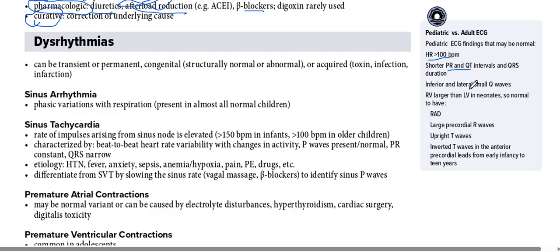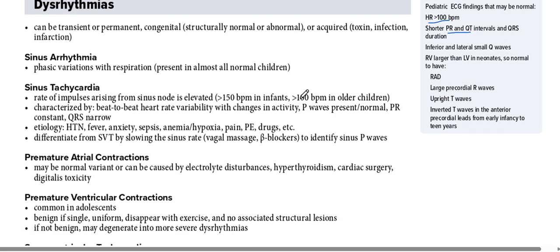Okay, we don't need to remember all this stuff. Definitely not for this exam. Dysrhythmias can be transient or permanent, congenital or acquired.